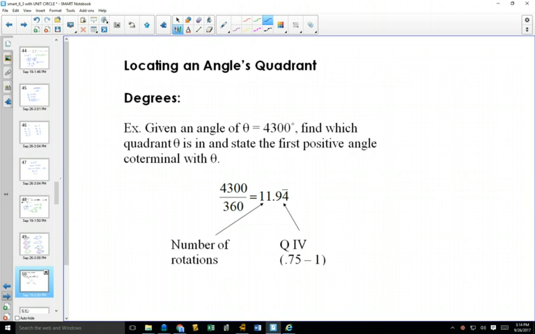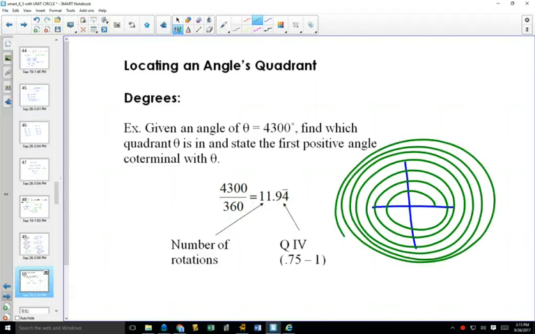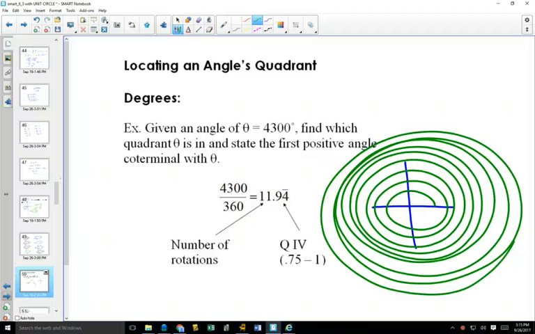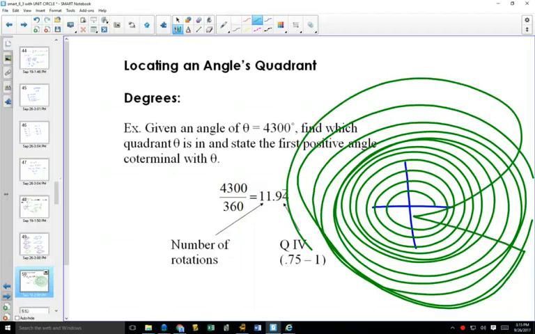If you imagine that, 1, 2, oh man, I've already lost count. So let's say, am I close? 11.94. Oh, one more. Wow! Perfect. Yeah. 11.94. So 11 full times around, and then in the last time around, you go 0.94.